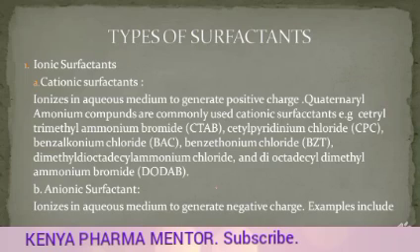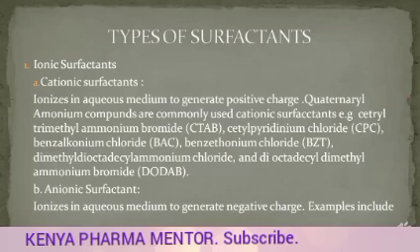Then we will explain a little about these types of surfactant, starting with ionic surfactant. What are ionic surfactants? Cationic surfactants, when ionized in the aqueous medium, generate a positive charge. For example, quaternary ammonium compounds are commonly used as cationic surfactants, and an example is cetyl trimethyl ammonium bromide, CTAB. This surfactant is mostly used in the pharmaceutical industries.